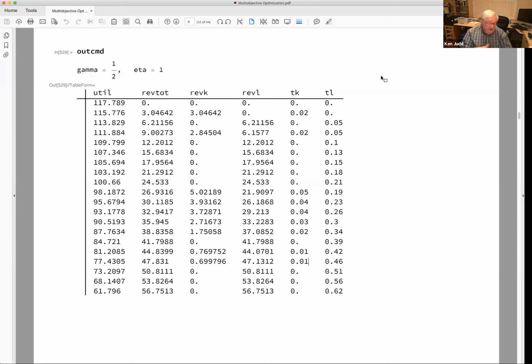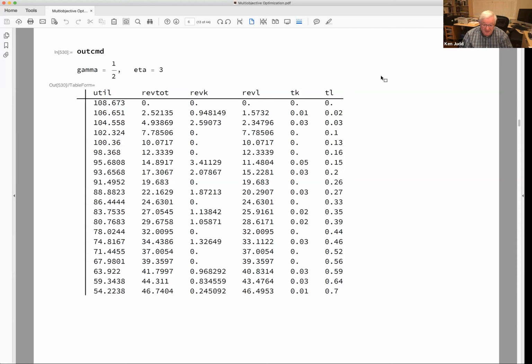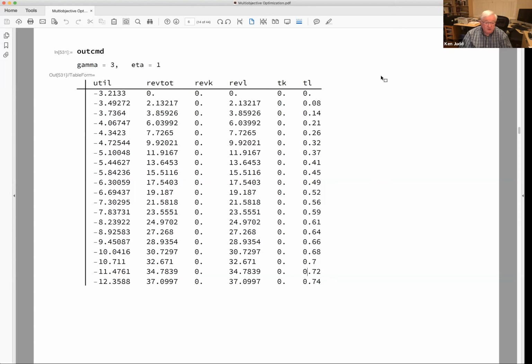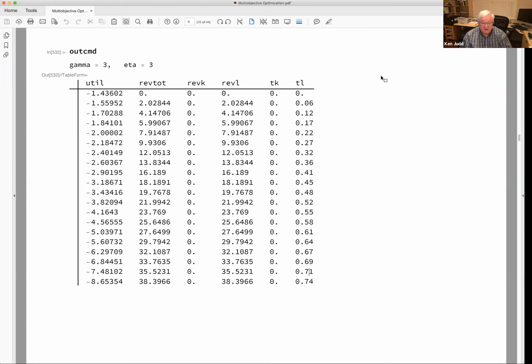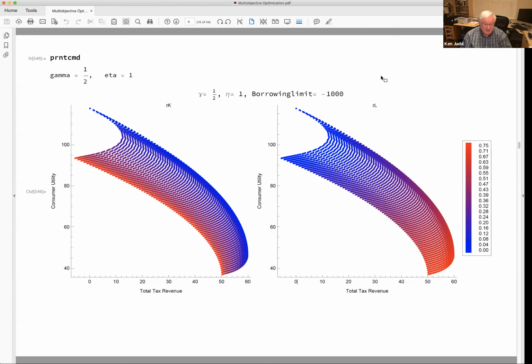So what do we learn from this? What we learned from this is that taxing interest income doesn't seem like a very good idea. And same thing with this example here. When gamma is 3 and eta is 1, capital tax disappears, and as well as with eta equals 3. So the lesson of this seems to be that, well, this capital taxation stuff isn't maybe such a good idea.